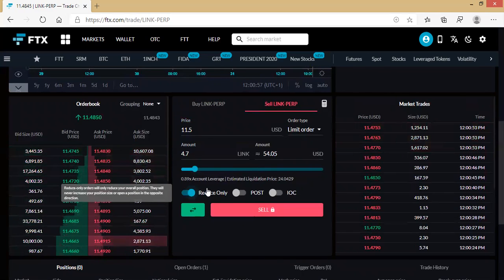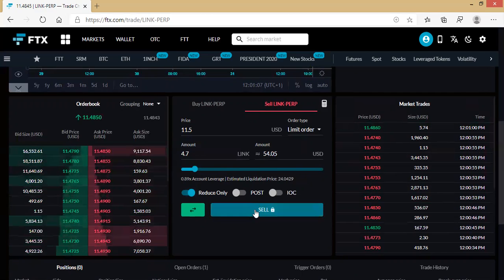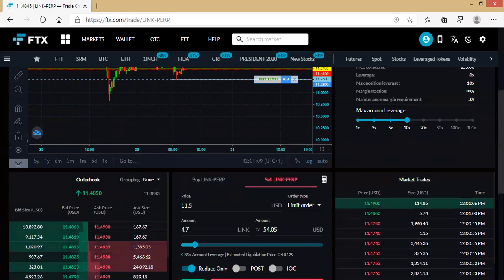People complain about it, so please make sure you observe this step so that you don't make this mistake. If you're using that method we talked about, make sure you're clicking on reduce only. Then you go right ahead and sell. Okay, I can't sell now. If I click on sell, it won't go because why?